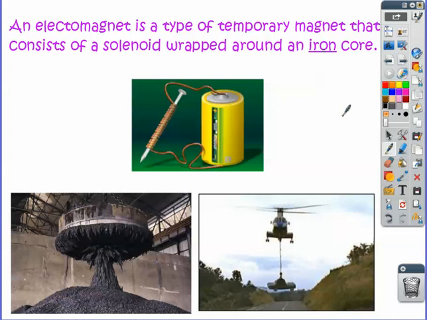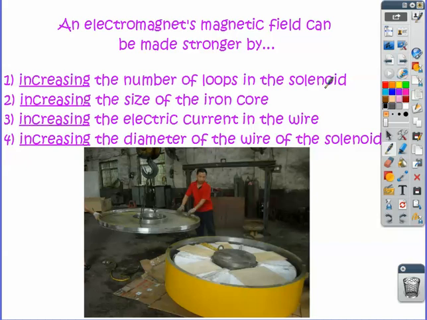Now there are 4 things that we can do to make electromagnets stronger. And these 4 things are: we can increase the number of loops in the solenoid. So instead of only having 3 or 4 or 5 loops, maybe we want to have 50,000 loops, and now we've got a much stronger electromagnet.